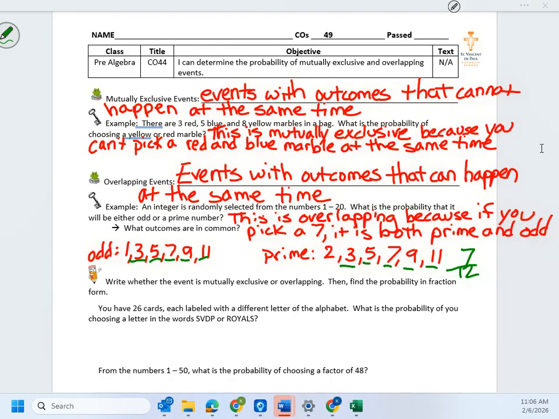So when you're counting successful outcomes, if there is overlap, you only count once. You do not double dip. So let's see how this works. We're going to practice it together.